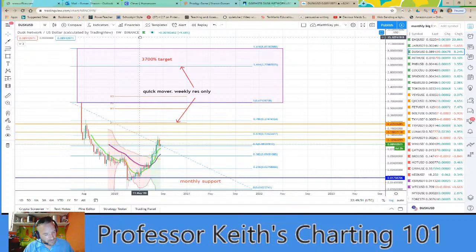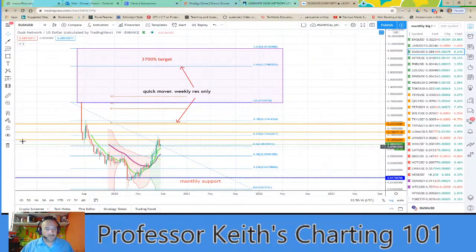4,800 on CoinMarketCap. 3,200 on TradingView. 1 to 2, or I say 1 to 3 lines. Weekly only.